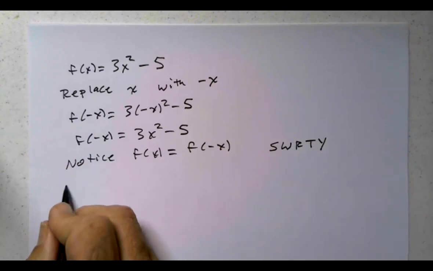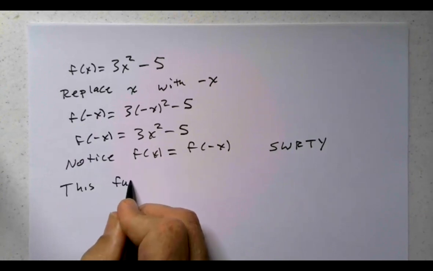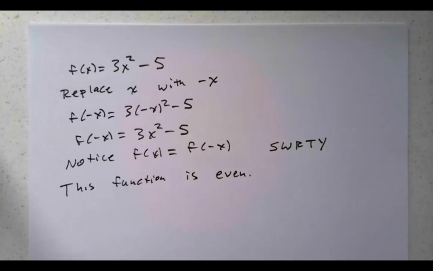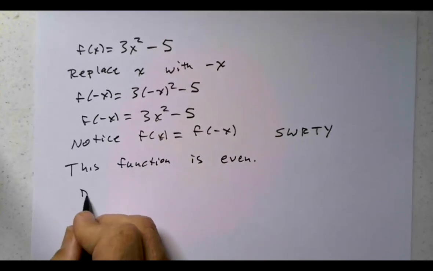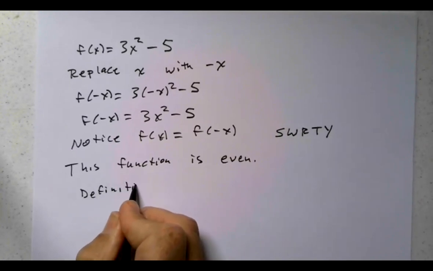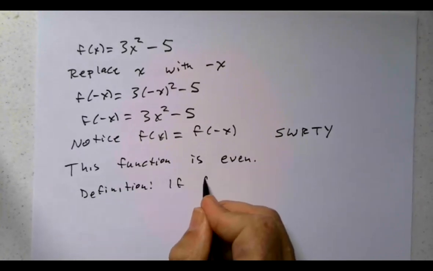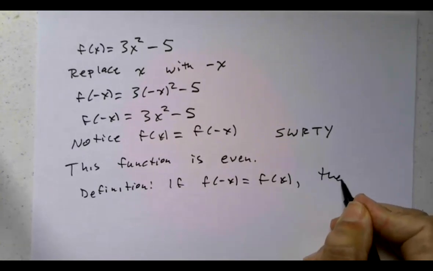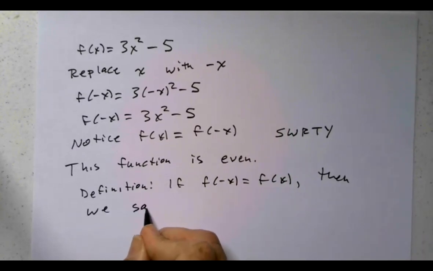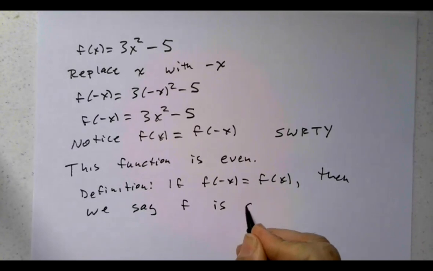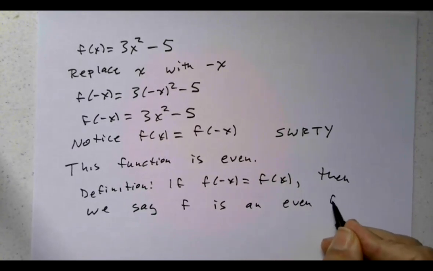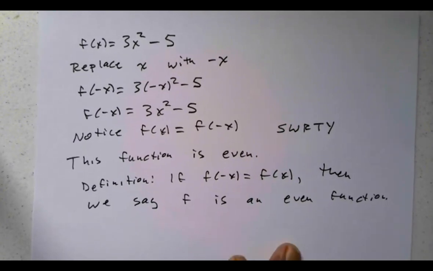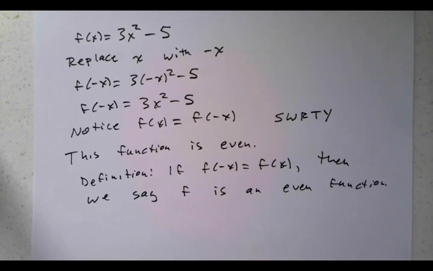Also, this function is even. So our definition: if f of negative x equals f of x for all x, then we say f is an even function. And you'll notice that in many ways this is suggested by the fact that the exponents are even.